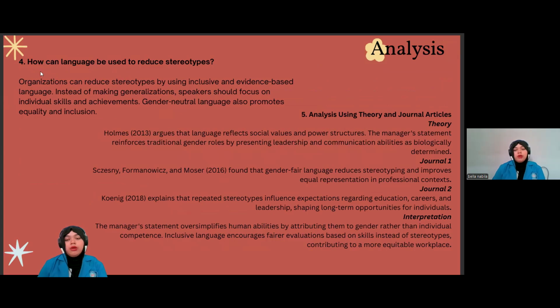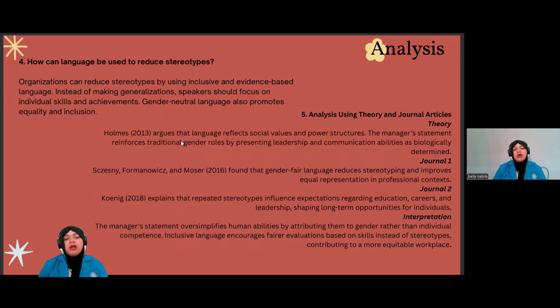Number four, how can language be used to reduce stereotypes? Organizations can reduce stereotypes by using inclusive and evidence-based language. Instead of making generalizations, speakers should focus on individual skills and achievements. Gender-neutral language also promotes equality and inclusion.